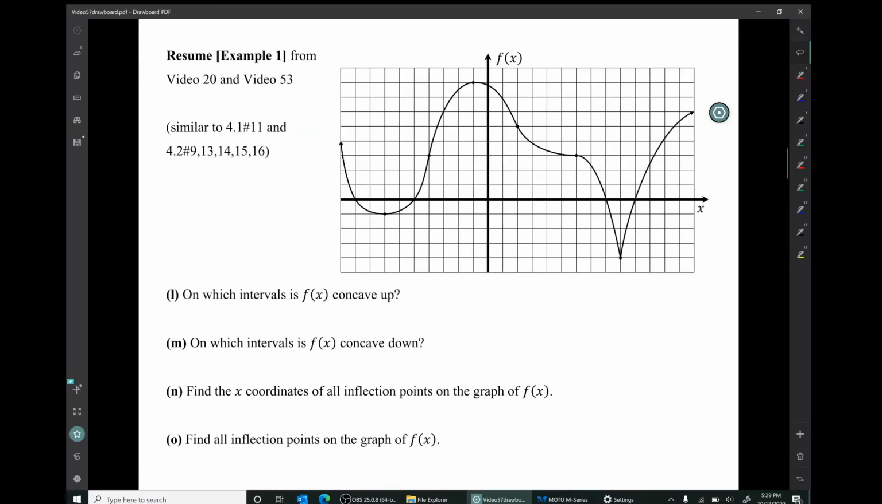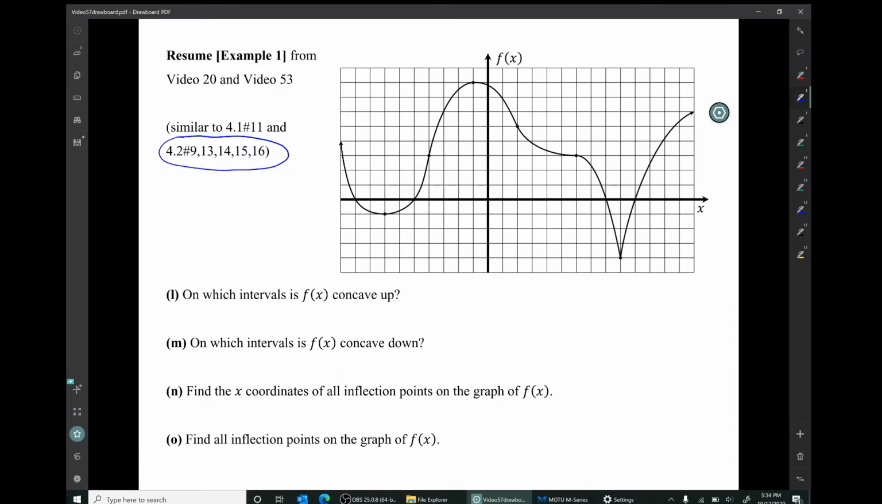Let's do an example involving just what we've discussed so far. So here's a graph of a function. It's the same graph that we've discussed in a couple of previous videos. Way back in video 20 when we were talking about y values on a graph being positive or negative, and then again in video 53 when we were talking about a function f of x being increasing or decreasing on intervals. And now we're going to use the same graph and scrutinize it for concavity behavior. This example is similar to 4.2 exercises that you have on homework 57.